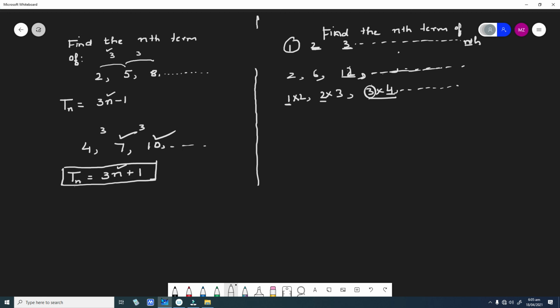So the nth term will be here the nth number and the next number, and the next number will be n plus 1. So if you can see this pattern, this concludes the whole pattern to the nth term, 1 into 2, 2 into 3, 3 into 4, and so on, and n into n plus 1. So the nth term will be n into n plus 1, and that is the same as n square plus n.